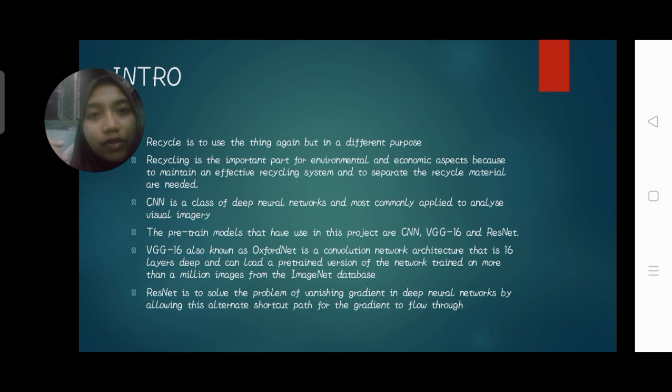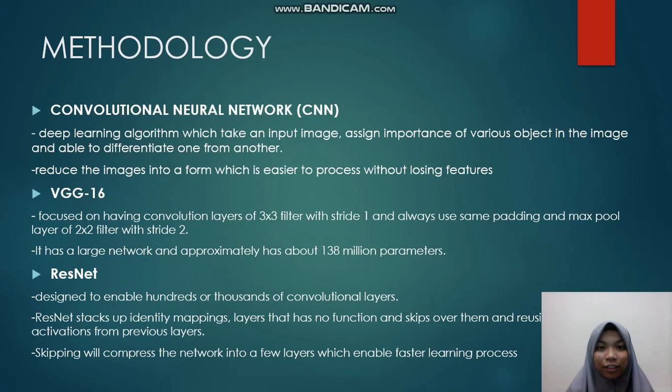VGG16, also known as OxfordNet, is a convolution network architecture that is 16 layers deep and can load a pre-trained version of the network trained on more than a million images from the ImageNet database. ResNet solves the problem of vanishing gradient in deep neural networks by allowing an alternate shortcut path for the gradient to flow through.